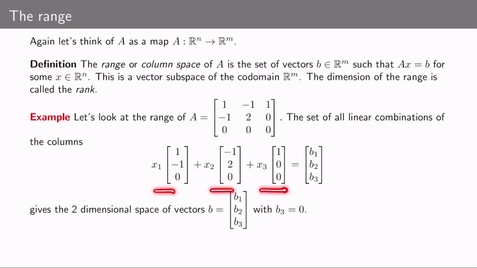So I'm looking for what kind of a space I get out of all these possible linear combinations. And if you look at this for long enough, you can see that I'm never going to get anything but 0 out of the third component. And I'll get essentially anything I want out of the first two components by choosing different x1s, x2s, and x3s. And so I get a two-dimensional space, which is the set of vectors b1, b2, b3, where b3 is 0. And since this is a two-dimensional space, the rank of the matrix A is 2.